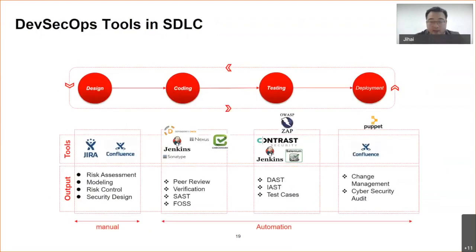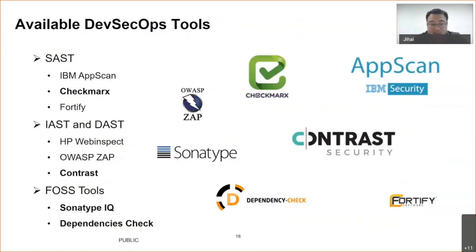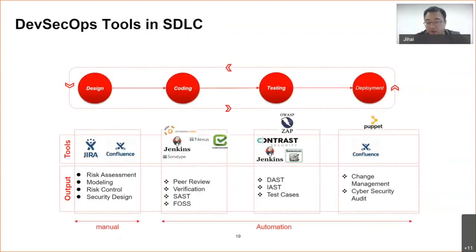Okay, this slide shows the four different kinds of tools, and also the kinds of products on the market. Normally, which stage we use each tool, you can find from this slide. Like I said, the static application cybersecurity tool and the open source cybersecurity tool are normally used at the coding stage. And the dynamic cybersecurity tool and the interactive cybersecurity tool are normally used at the testing stage.